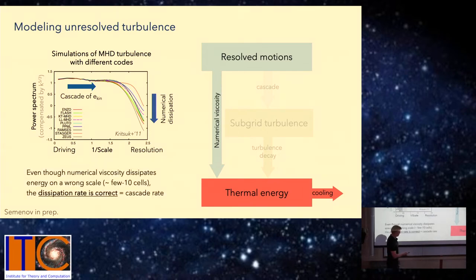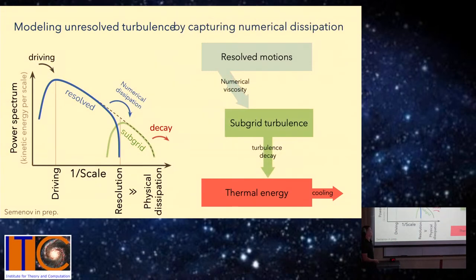So this means that we can use numerical dissipation as an approximate model for the cascade from the resolved scales to the subgrid, which means that we can just calculate how much energy is locally dissipated and then put it into this explicitly modeled unresolved turbulence. And this is the whole idea, and this model is very simple because it doesn't require much implementation, essentially because most of the model is already built into the code itself.